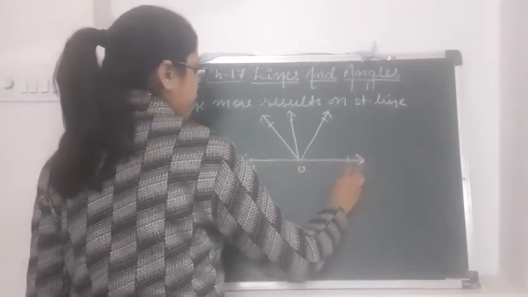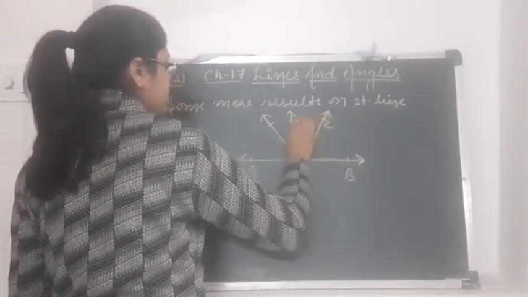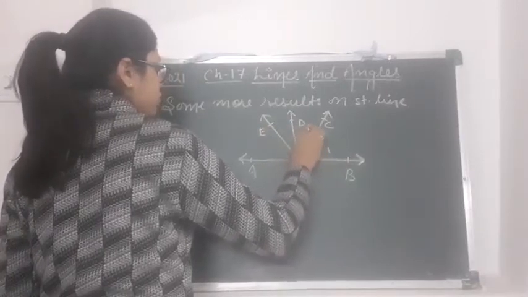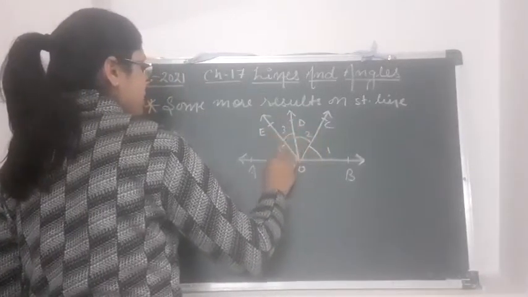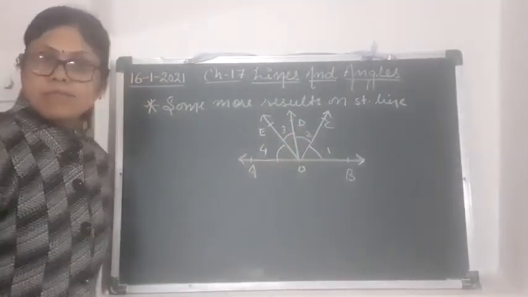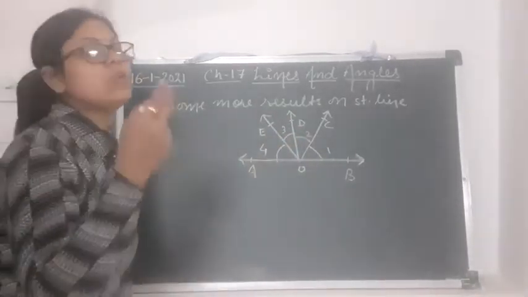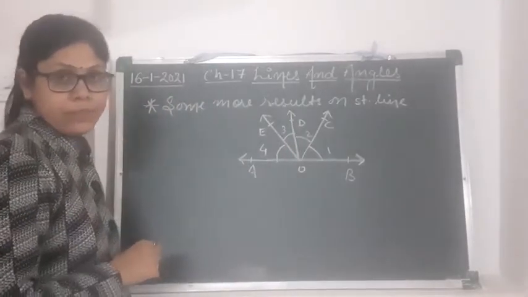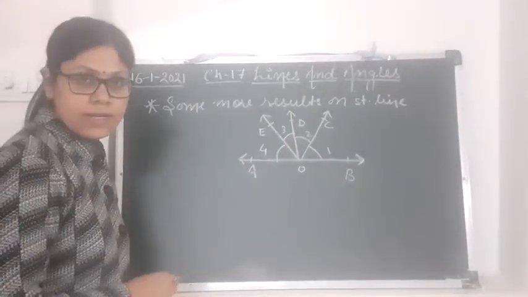A, O, B, C, D, E. This is angle 1, this is angle 2, this is angle 3, this is angle 4. So now, before that in linear pair, only two angles were there. So that time we will write linear pair. Two adjacent angles will be called a linear pair.